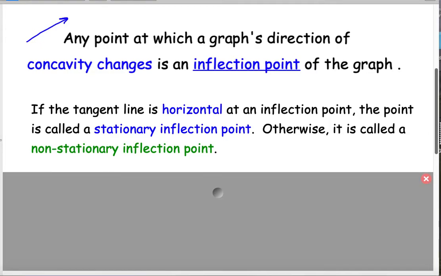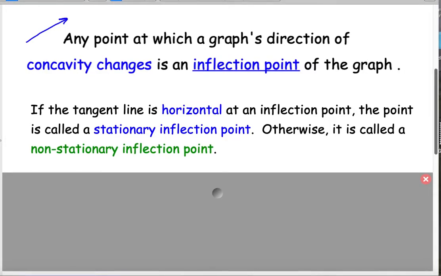So let me give you an example with just a simple picture here. Let's say we have, let's go with, a red graph. Let's say we have the graph of y equals x cubed. So the first derivative is equal to 3x squared. And so at x equals 0, y prime is equal to 0, which means that we have a stationary point and the tangent line drawn there is horizontal.